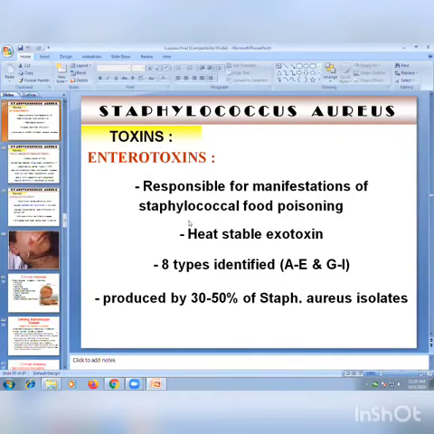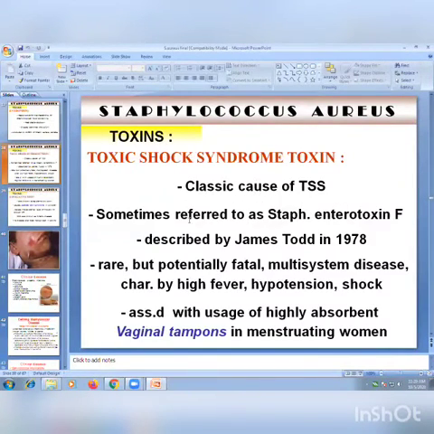Then enterotoxin. A very powerful enterotoxin is produced by this organism, which is responsible for the manifestations of staphylococcal food poisoning. It is a heat stable exotoxin, with types identified A to E and G to I, produced by 30 to 50% of Staphylococcus aureus isolates.